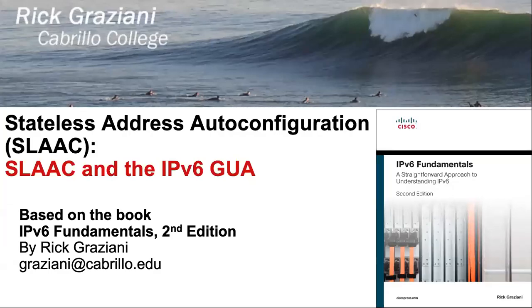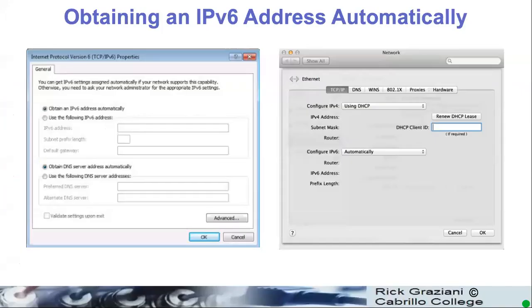Hi, in this video, we're going to talk about SLAAC and the IPv6 global unicast address, basically how the global unicast address is created using SLAAC. First of all, on the client side, here on Windows, we just say obtain an IPv6 address automatically. And on a Mac device, we have configure IPv6 automatically.